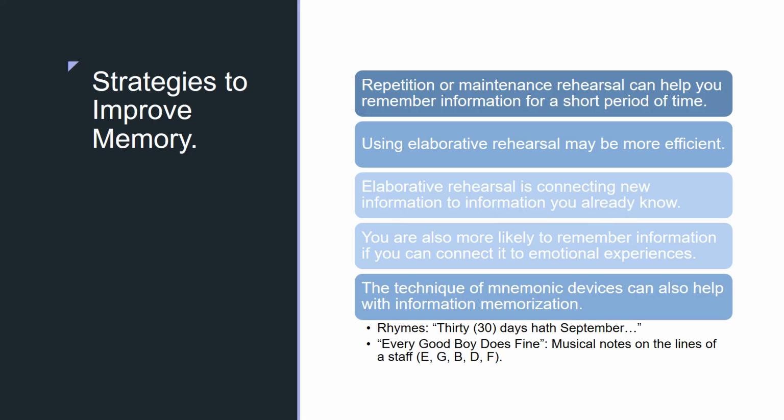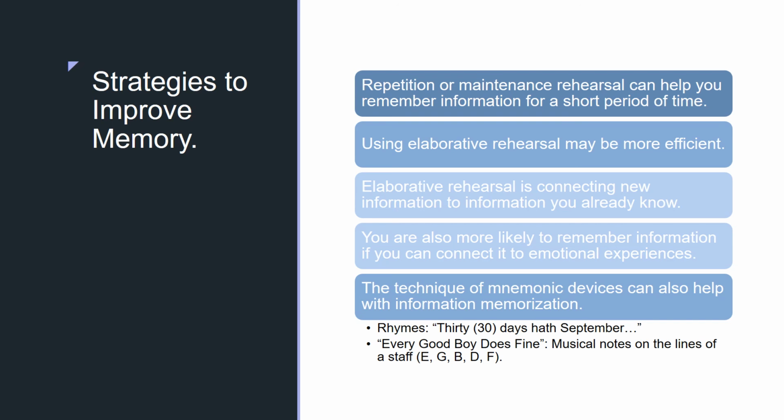Now, there are some strategies to improve memory. Remember, we talked about repetition or maintenance rehearsal can help you remember information for a short period of time, but using elaborative rehearsal may be more efficient. Elaborative rehearsal is connecting new information to information you already know. You're also likely to remember information if you can connect it to some type of emotional experience.